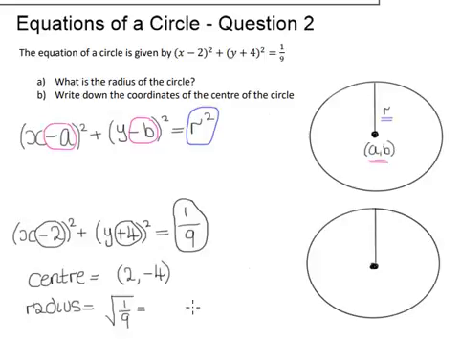Okay, let's imagine we don't have a calculator on this. Let's try and do this in our head. Well, the square root of 1/9 is the same as the square root of 1 all over the square root of 9. The square root of 1 we know is just 1. What about the square root of 9? That should give me 3. So this implies that my radius is 1/3 and that my centre is at (2, minus 4). Brilliant. Okay, and we've answered both A and B for this question.